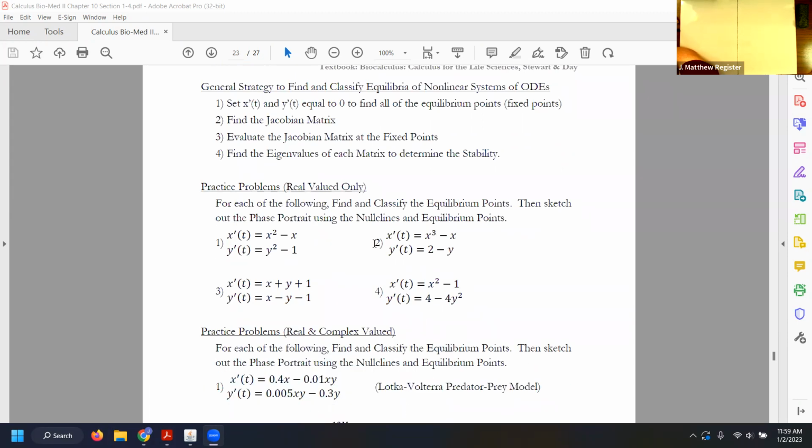Now I have a bunch of practice problems. We might do one real valued and one complex valued and see what we get. But it should go fairly painlessly. So let's try the first problem there.